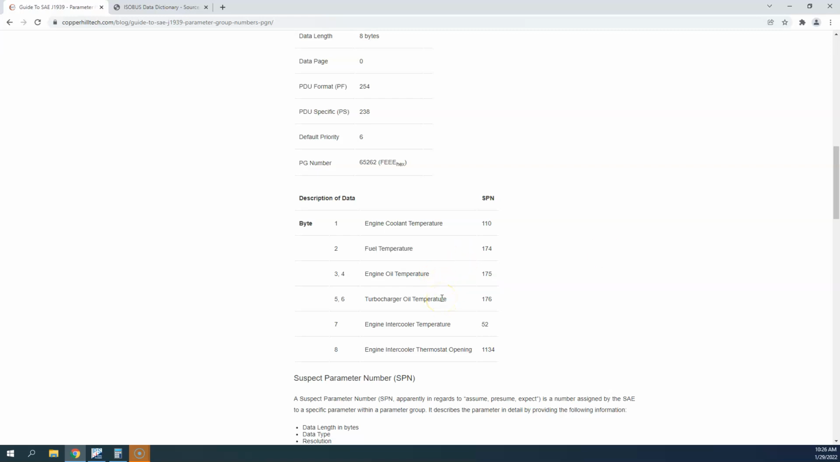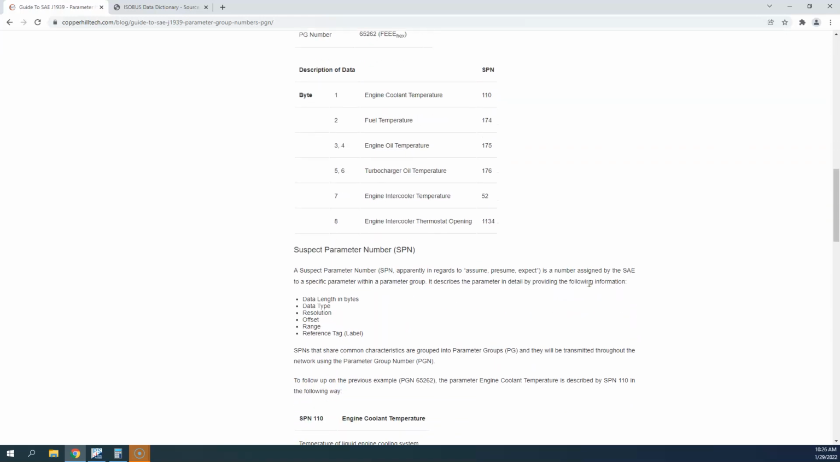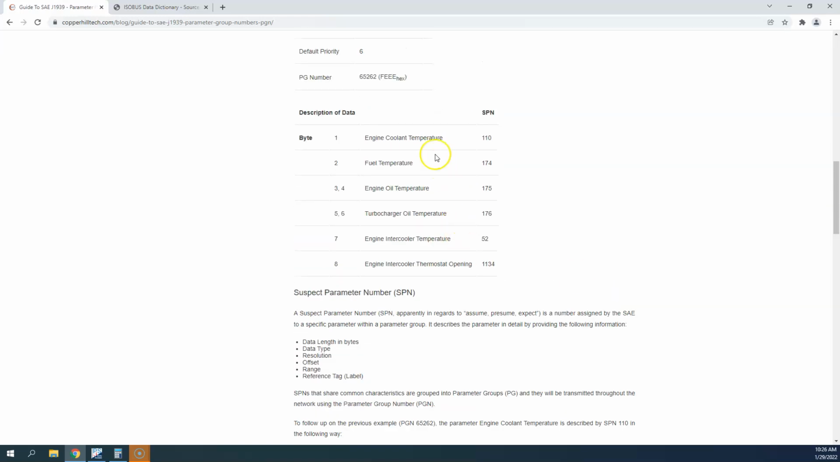These are other inputs that may be applicable: turbocharger oil temperature, engine intercooler temperature, and engine intercooler thermostat opening. Some of these are used, some of them are not. Looking at this message, we're going to go back to it. We're going to concentrate right now on engine coolant temperature and fuel temperature. Let's see what those parameters have as a value.